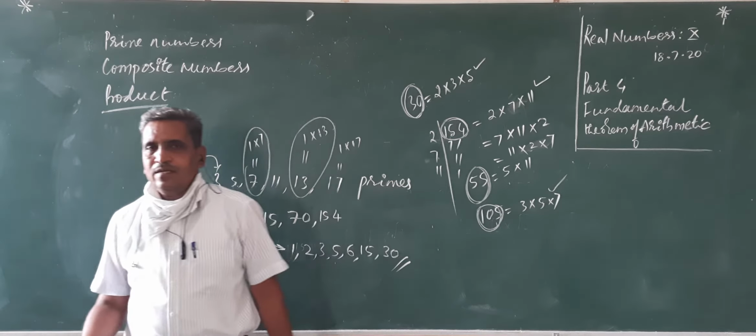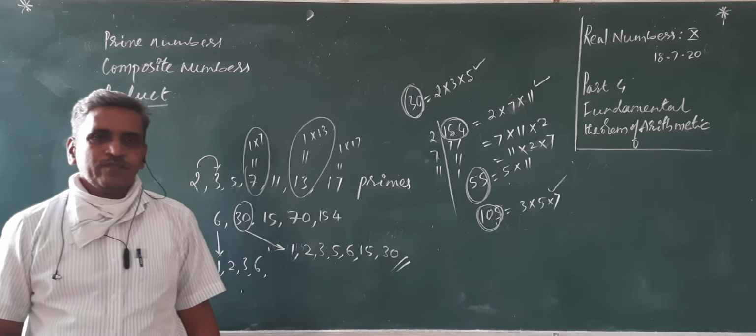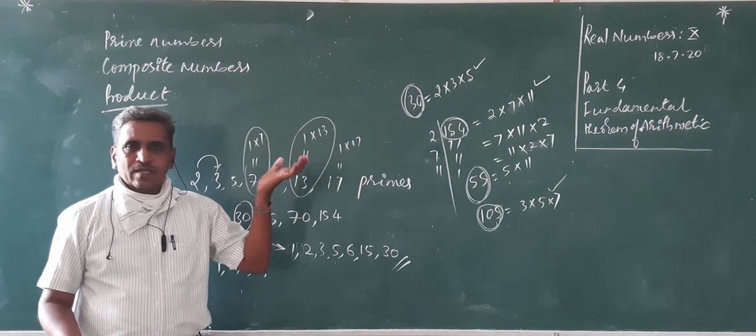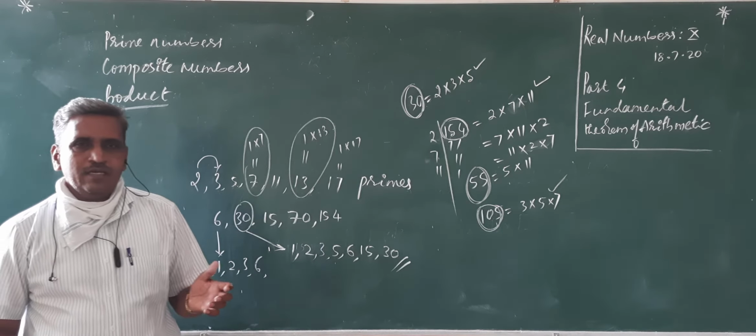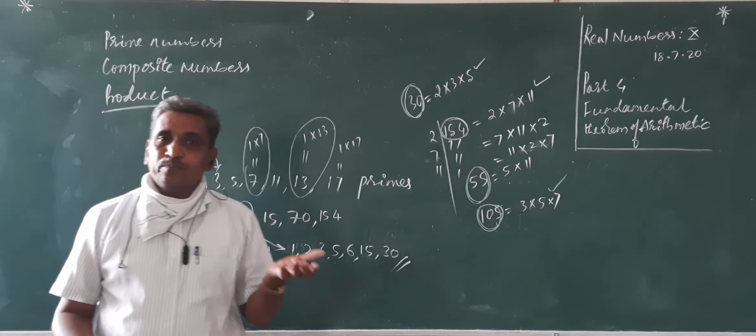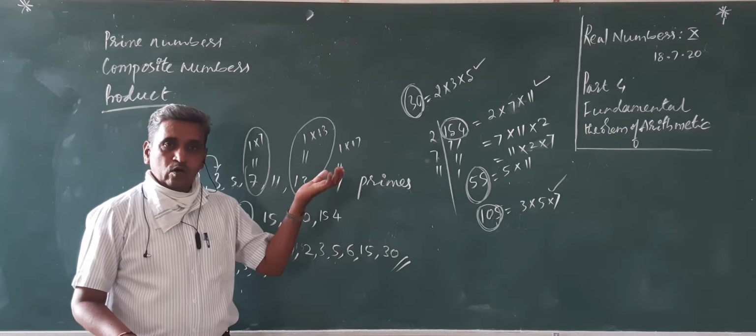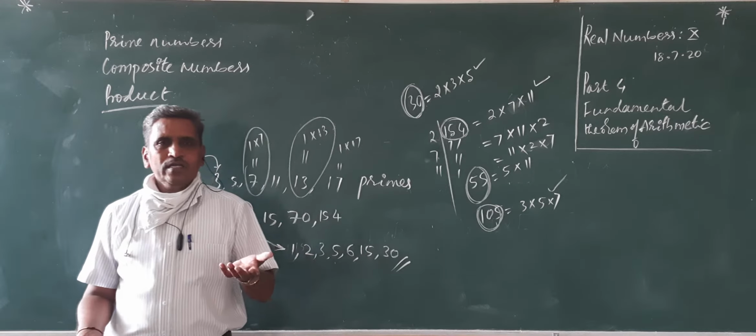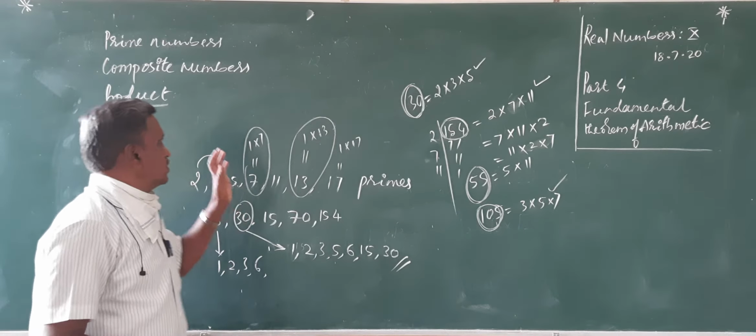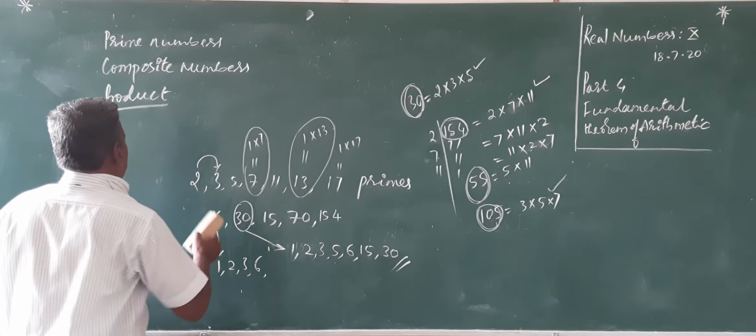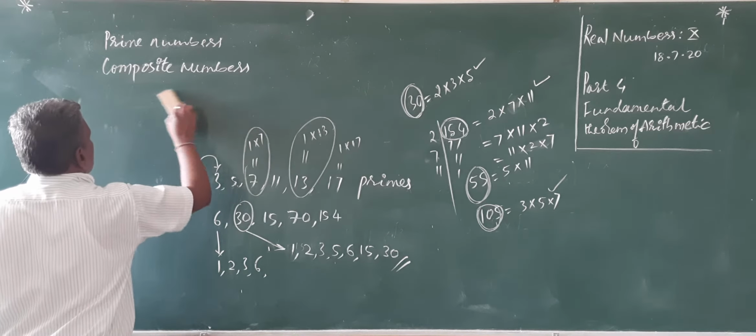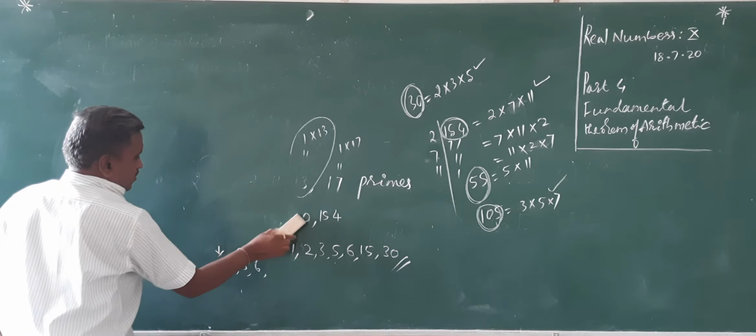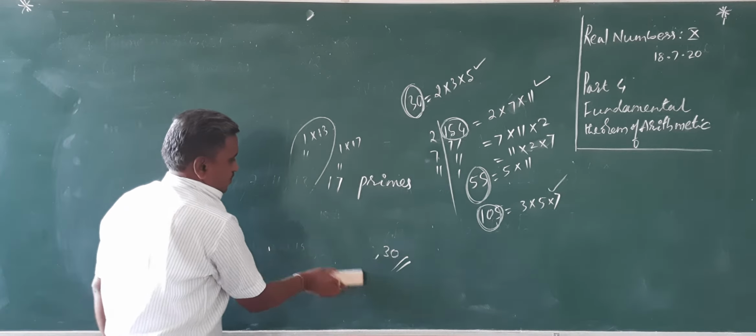So once again, the fundamental theorem of arithmetic defines that every composite number can be expressed in the form of a product of its primes, and the primes are always unique, and order is not important. Okay, so this is the fundamental theorem of arithmetic. Therefore, using the fundamental theorem of arithmetic, you can find the HCF and LCM.